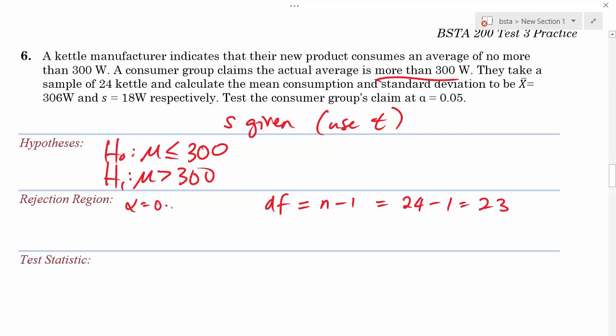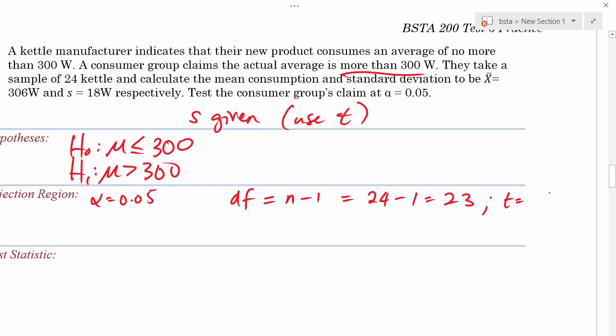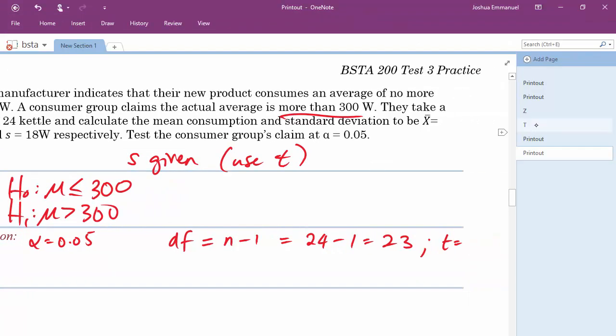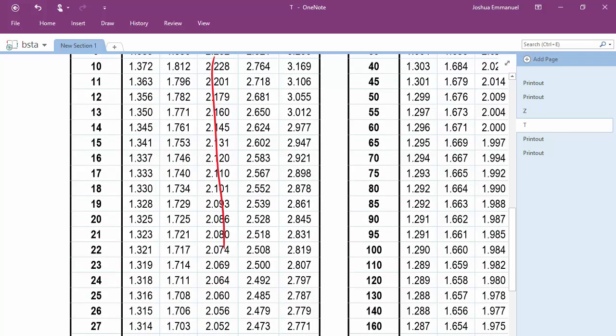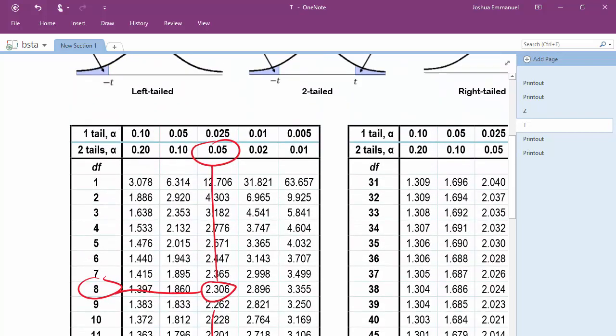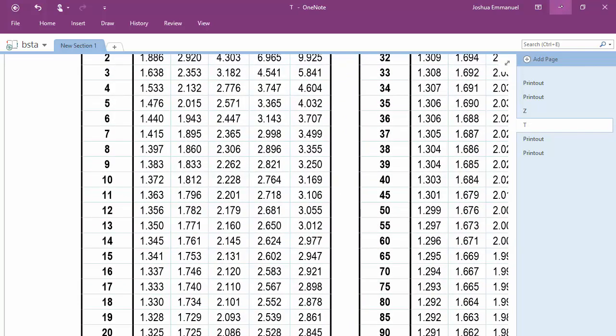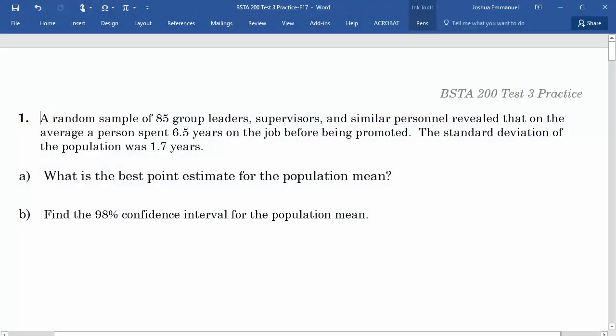Alpha for this test is 0.05. So what is your T critical value? Your T value from the table. 2.069. 0.05 and 23, one tail. 1.714. Are we good? So let's take a look at that together. Very important. So remember your T needs to be correct. 23 is here, and it's one tail. One tail 0.05, right? Yes. Good.